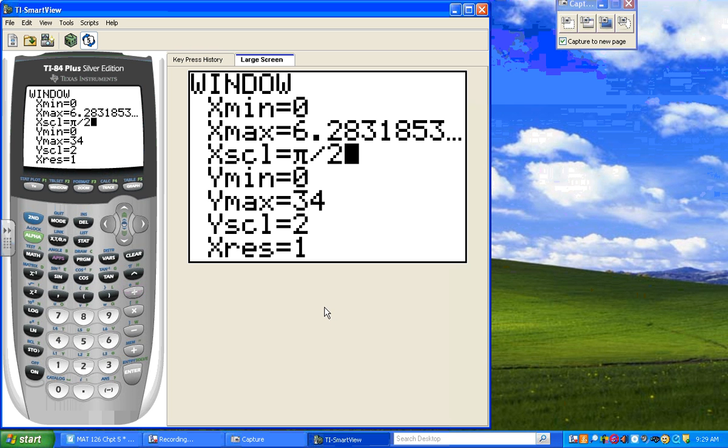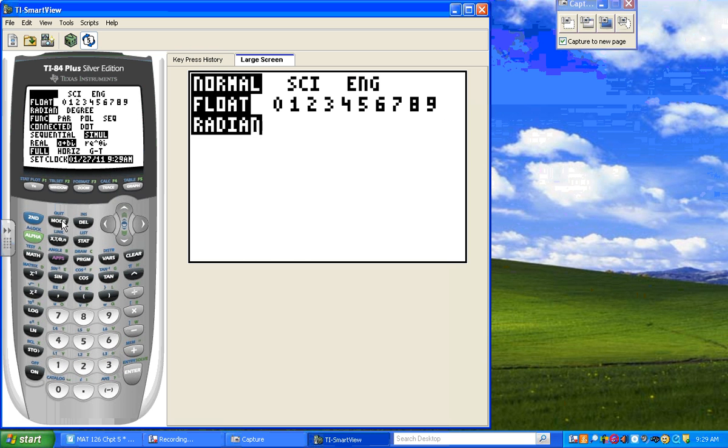What's the maximum y value on the unit circle, if you remember? 1. What's the minimum y value on the unit circle? -1. So my y min is -1, my y max is 1. My y scale, I usually put at half, 0.5. X max, 2 pi, one lap around the unit circle. And now you have to make sure you're in what mode? Radians.